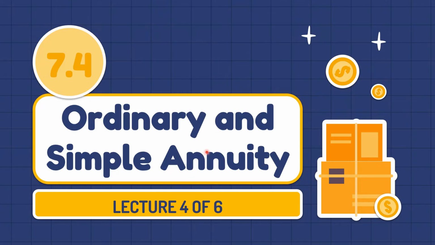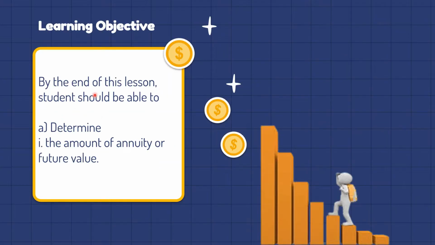Assalamualaikum and hi everyone. Today we will continue on lecture 4 of 6, 7.4 Ordinary and Simple Annuity. By the end of this lesson, students should be able to determine the amount of annuity or future value.